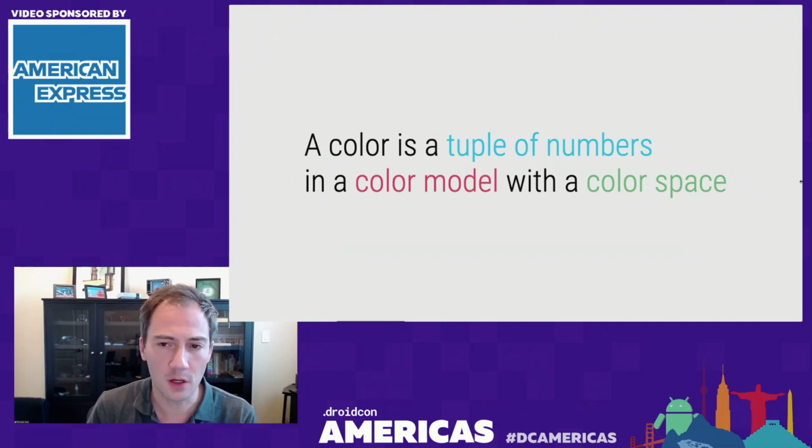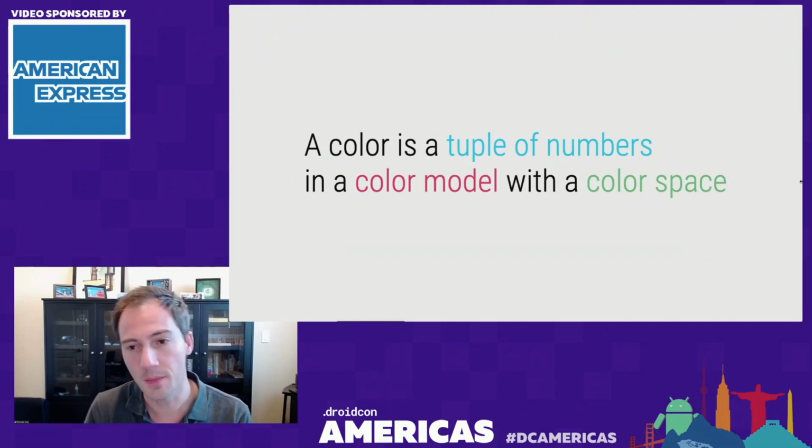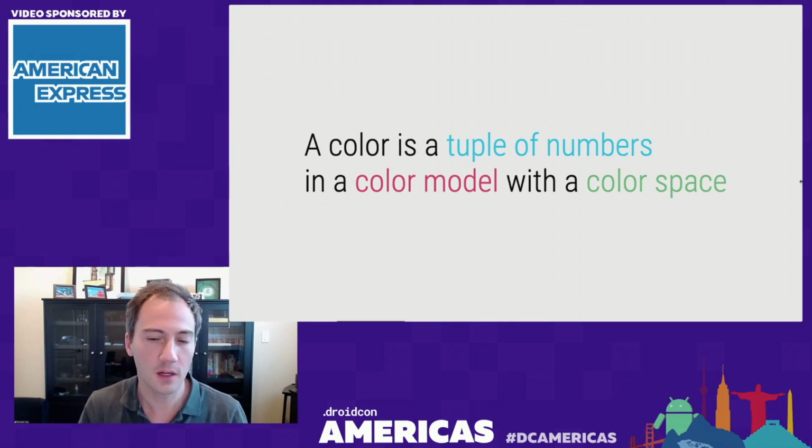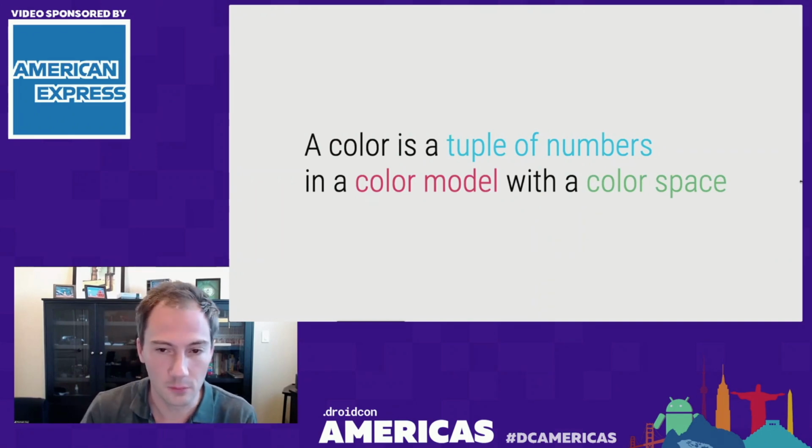So a way to define a color is in this manner. A color, as far as software is concerned, is a tuple of numbers. It's often a triplet, like in RGB. And these numbers live in a color model, and they're associated with a color space. So we're going to take those things one by one. So first, a color model.